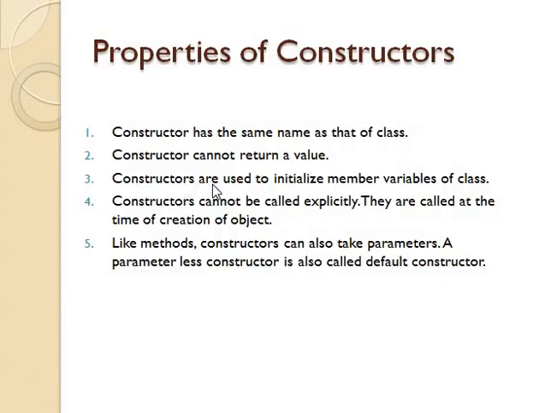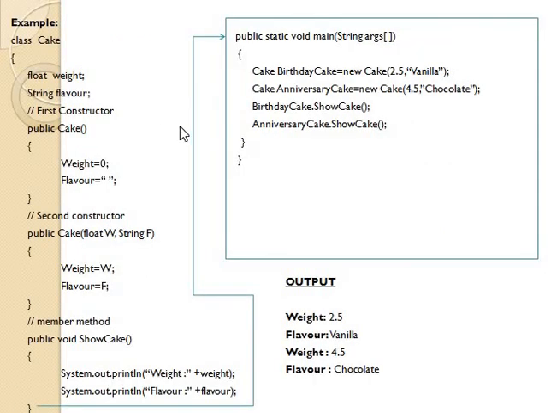Now see the third point. Constructors are used to initialize the member variables of a class. Initialization means assigning certain values to the member variables of the class. So in this example, the first constructor, that is cake, without any arguments, initializes the member variable or data member weight with the value 0, and it initializes the data member flavor with a space.